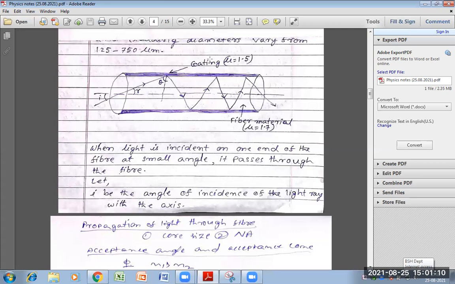So optical fibers are made in length of 1 kilometer. It can be joined using suitable connectors. Its outer diameter range is 0.1 to 0.15 mm. Core diameter range is 5 to 600 micrometer, and cladding diameter varies from 125 to 750 micrometer.